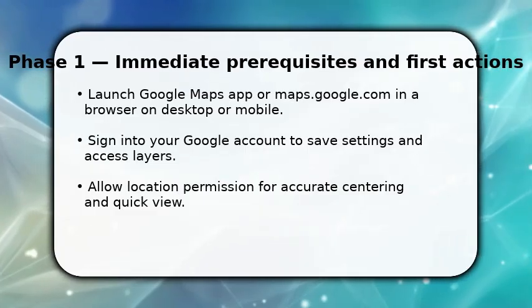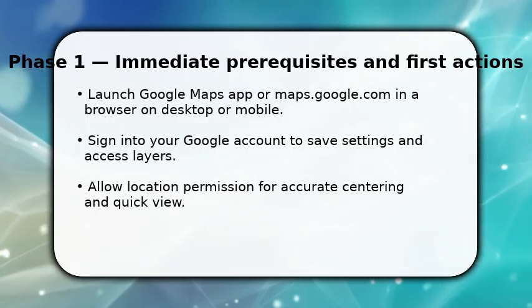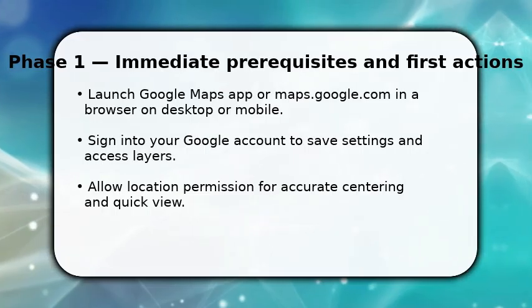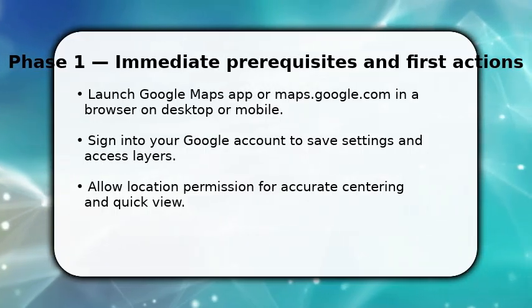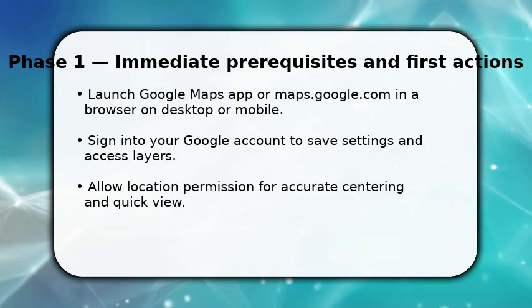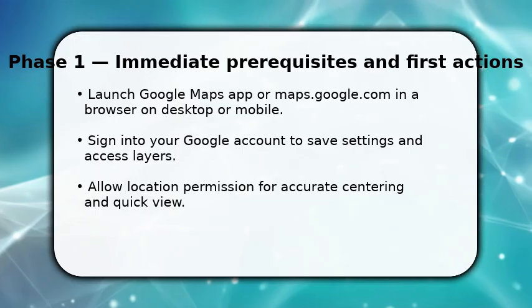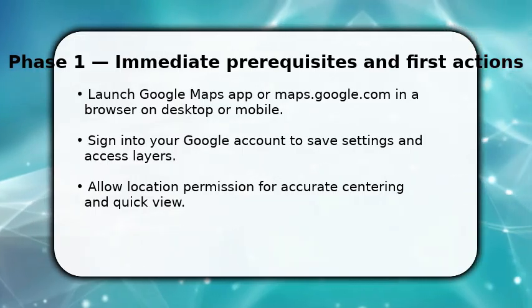You start by opening Google Maps on the device you'll use. If on mobile, tap the app. If on desktop, go to Maps.Google.com and sign in. You want location permission enabled so Maps centers where you are. This shortens the process. Once done, look for the layers or menu icon in the corner. That is the control hub.